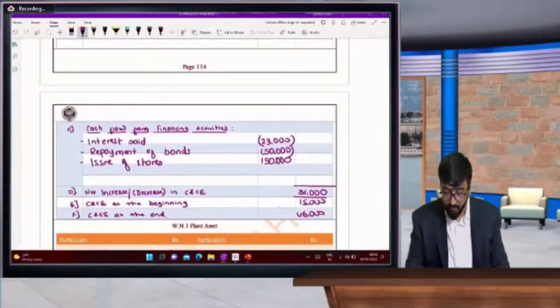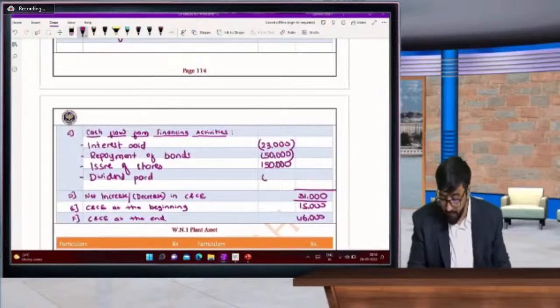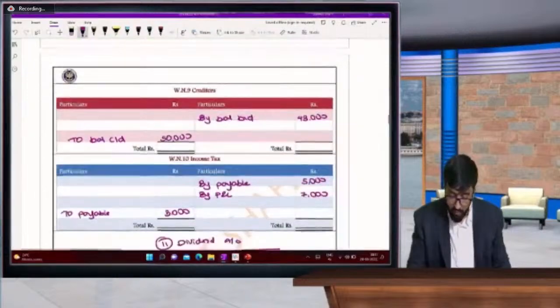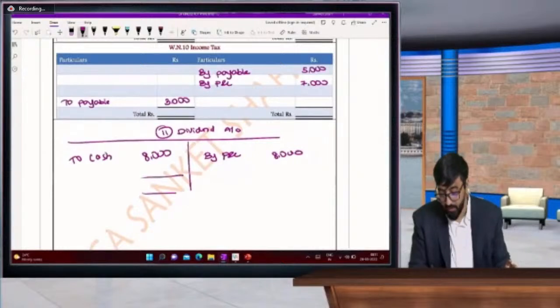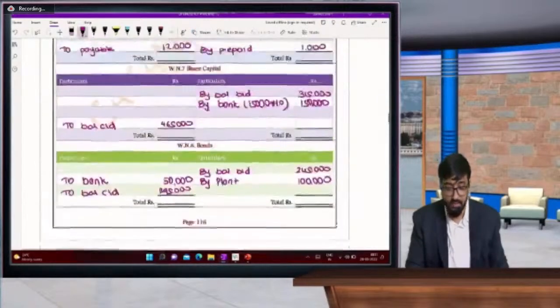Dividend paid, financing activity only. Dividend to cash: the effect of dividend paid to cash is 8,000, and dividend account debit, to cash 8,000. Over, all the posting part. Now it's time for closing all these accounts.